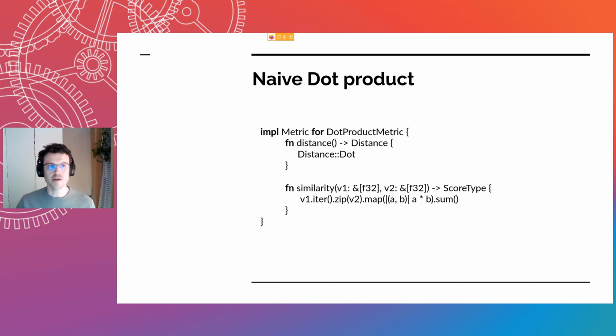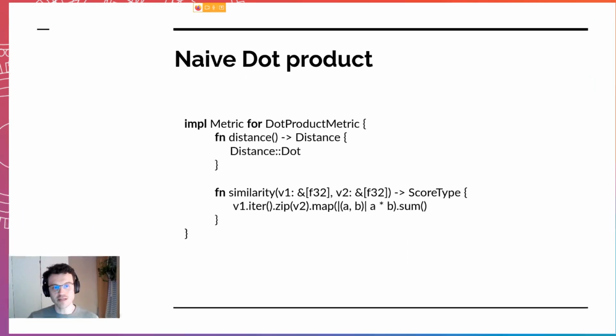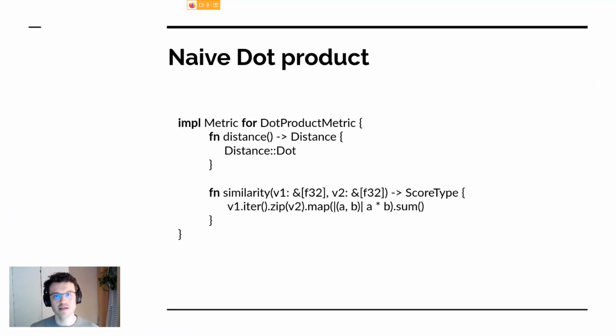So the dot product, a quick reminder from high school maybe. When you have 2 vectors, you want to compute the dot product. You can do it by summing the pairwise multiplications. Yeah, that's a simple definition.